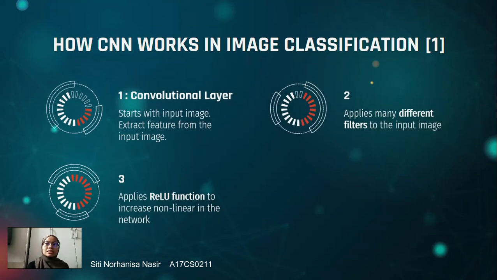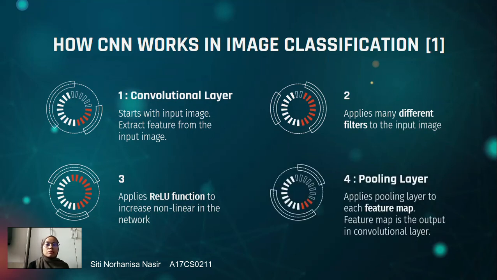For the first step, CNN always starts with the input image in the convolutional layer. From the input image, we extract the features to distinguish the testing image. Second step, we apply many different filters to the input image. Proceeding to the next step, we apply a ReLU function to increase non-linearity on the feature map. Step 4 is done in the pooling layer, which is the second layer. For this step, we take the feature map from the first layer, then apply a pooling layer, and the result is a pooled feature map.